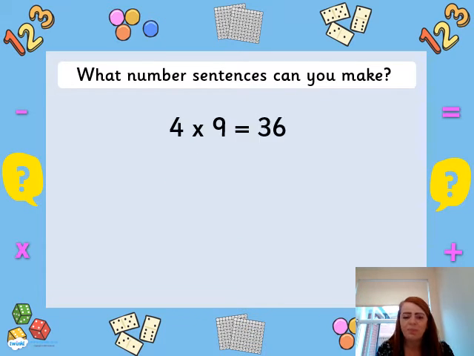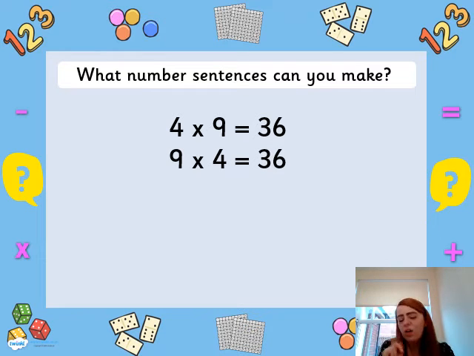Right, next one. 4 times 9 equals 36. I know my 4 times table, I can count up in 4s. 4, 8, 12, 16, 20, 24, 28, 32, 36. So I know that 4 times 9 is 36. Boys and girls, pause the video and see what other number sentences that you can make. Play it when you're ready.